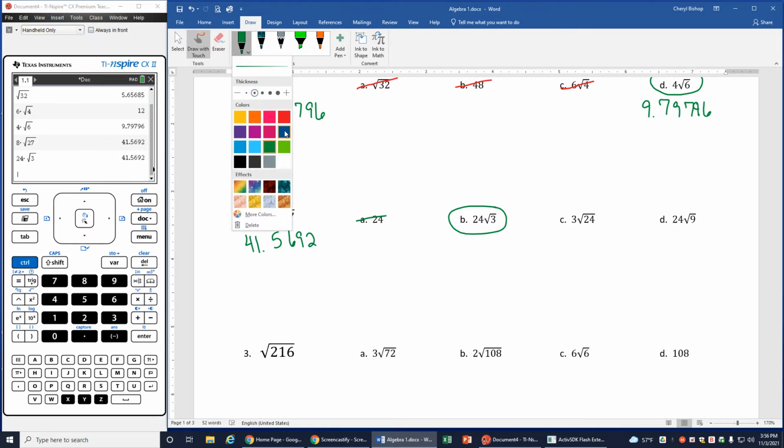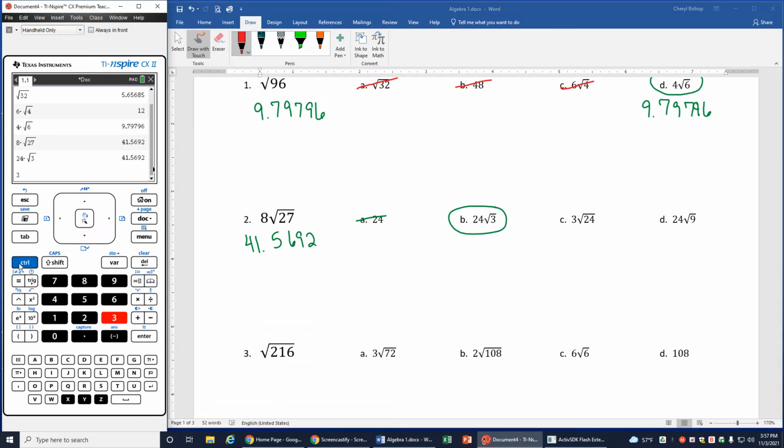Okay, you can check the other two just to be safe if you'd like. 3 square roots of 24, so 3 control x squared of 24. That's 14. We're looking for 41, and so that's not correct. And then 24 square roots of 9 is 72, so that's not correct. These two are equivalent. They equal each other.